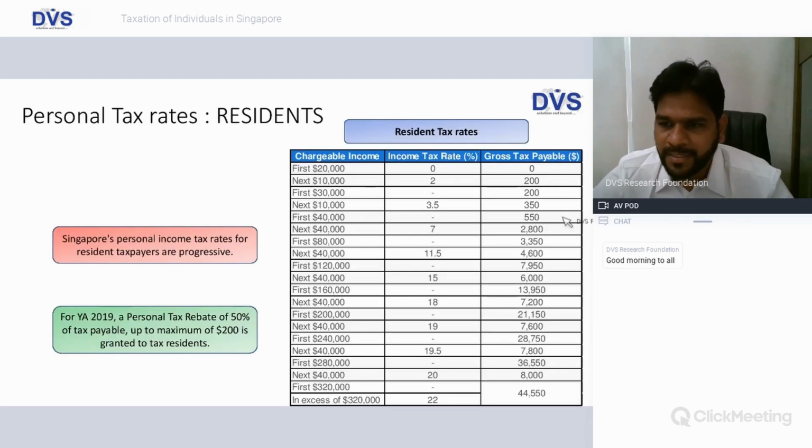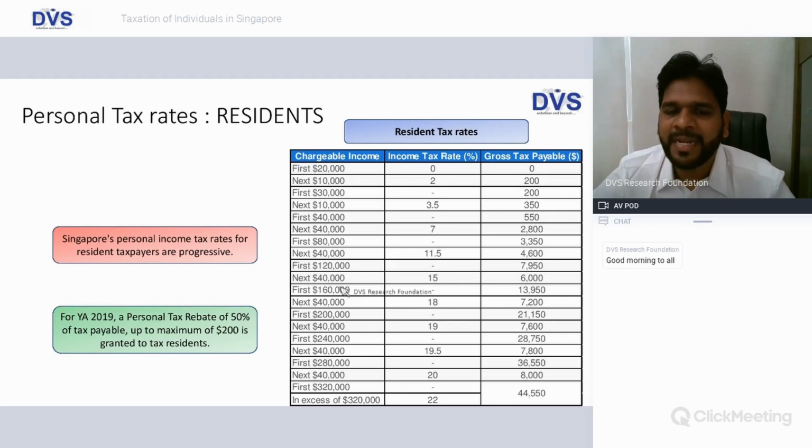So if a person is considered a non-resident and his income is anywhere between $20,000 to the extent of $160,000, in these slabs you can see that up to $160,000, your income tax ranges between 2 to 15%. But in the case of non-residents, irrespective of these slabs, up to $160,000, he will be charged at a higher rate, which is 15%.